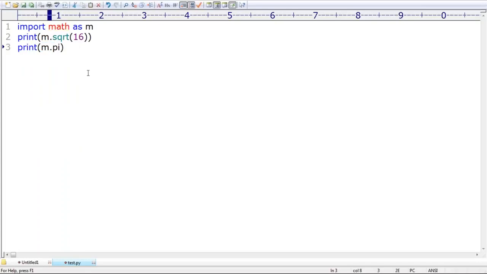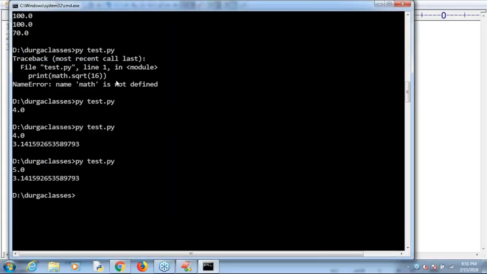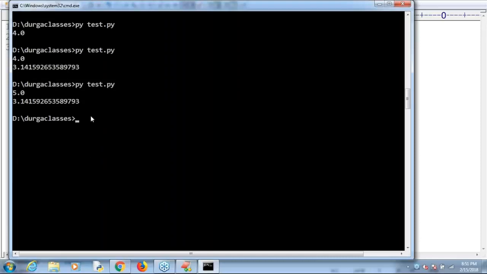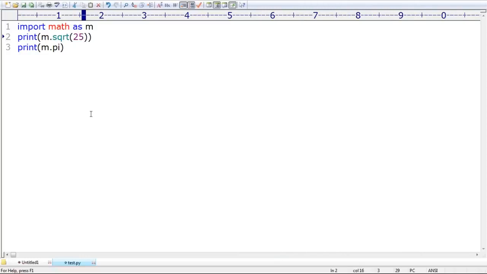You may feel I'm showing the same output, 25, like this. Observe what answer we get by default: 5.0, 3.1415 and so on. Clear? So that is how to create an alias name for the module.